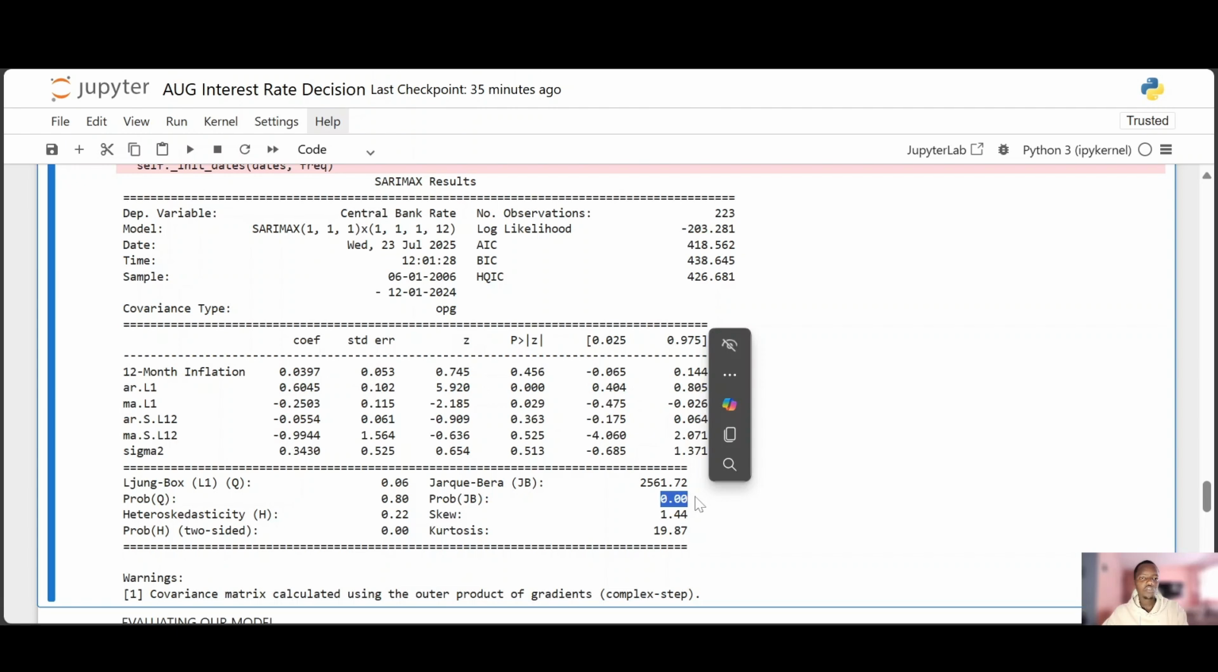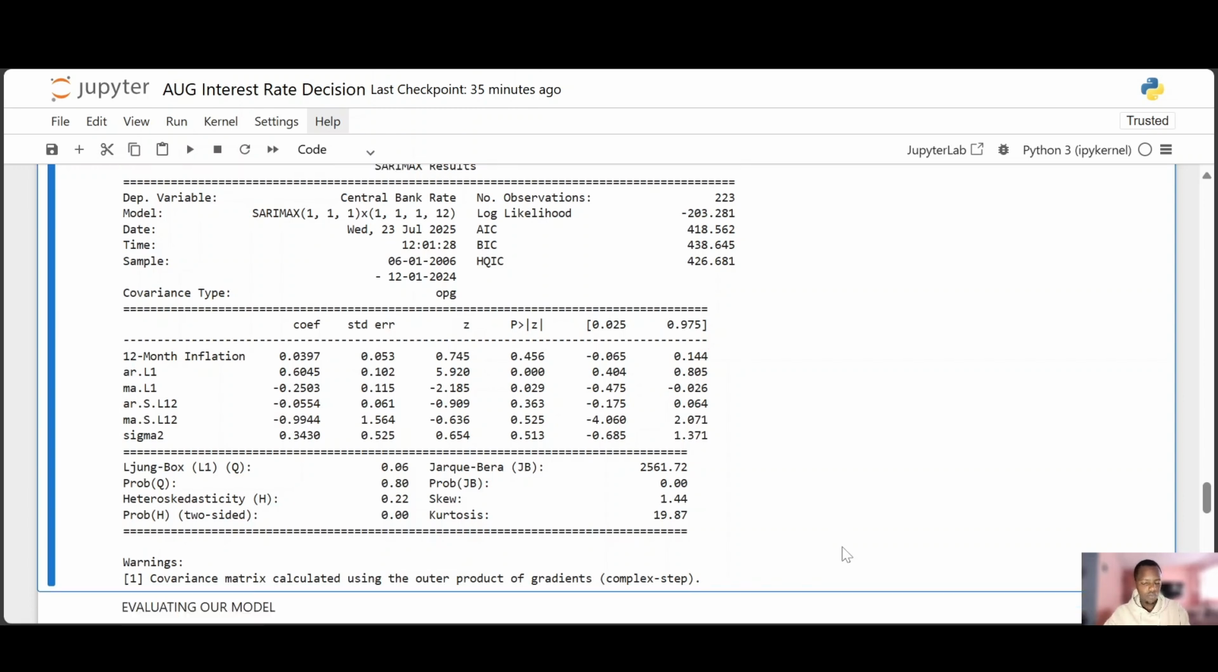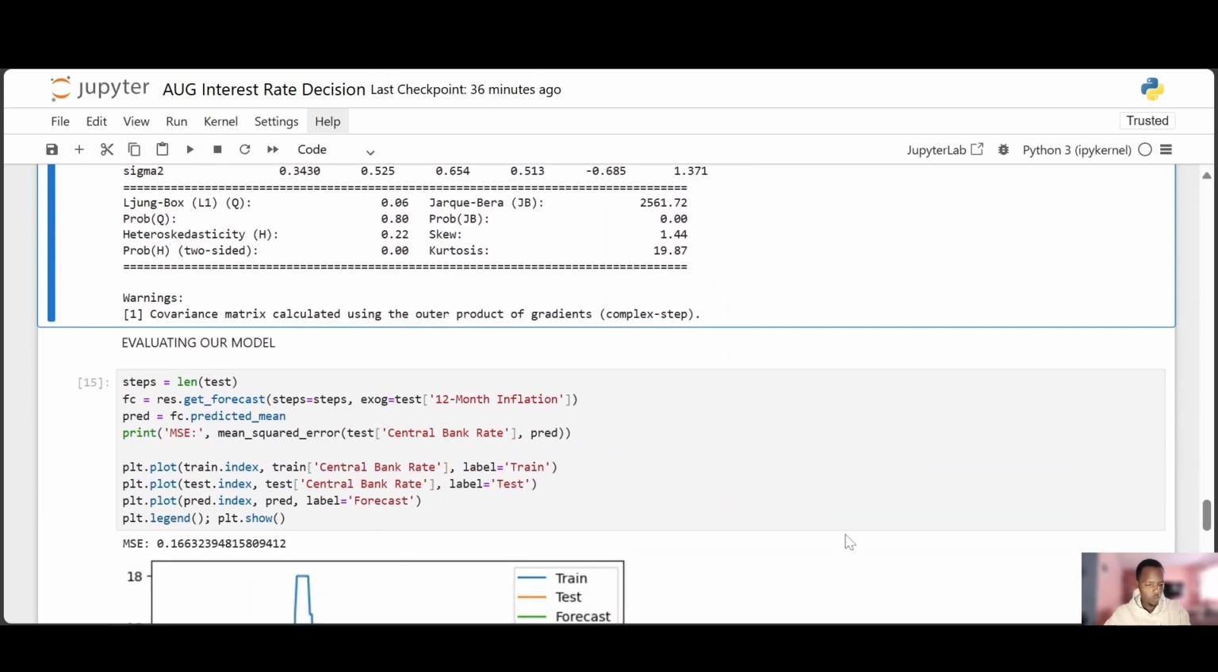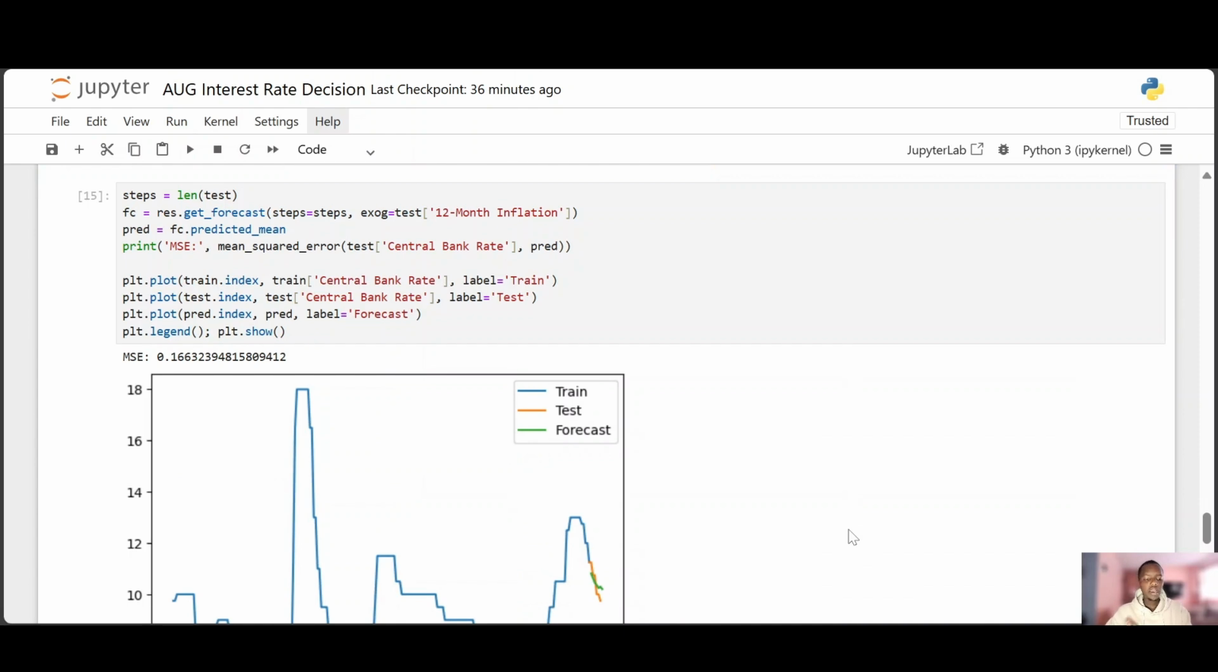I tried the Box-Cox transformation, the square root transformation, and the logarithm transformation. Still, comparing the parameters, none of them performed best. So if you have a way in which you can get a better model in terms of metrics, don't forget to share it in the comments below. Now let's compare and evaluate our model and see how it performed, comparing the training set, the test set, and the predicted values.